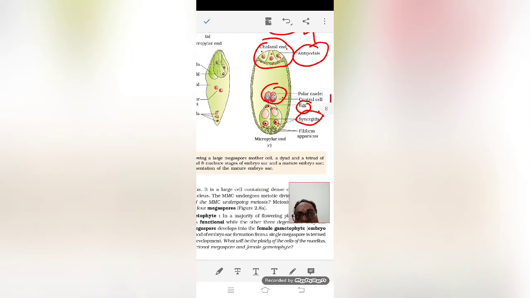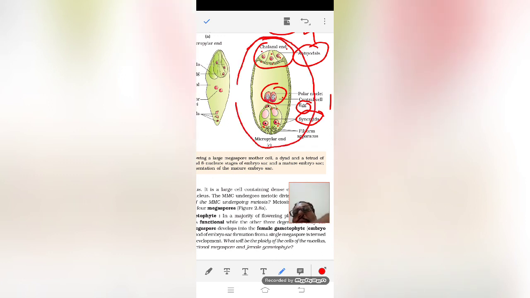Then if you are asking about the ploidy, that means the set of chromosomes inside an organism or a cell, whatever is formed in this will be n in condition. But the polar nuclei in the central cell fuse together and form 2n, that is a separate one that we will deal with later. So apart from that, all will be n in condition.